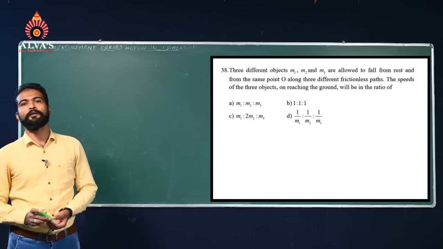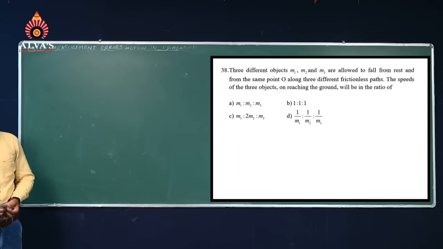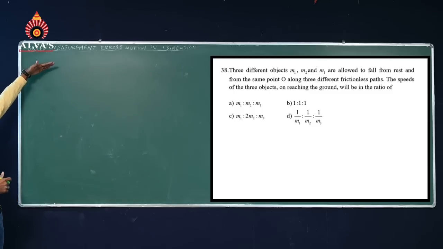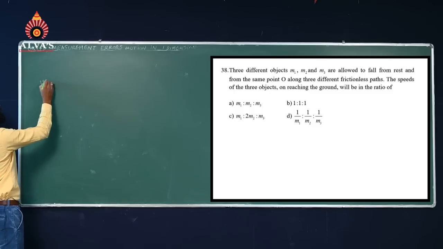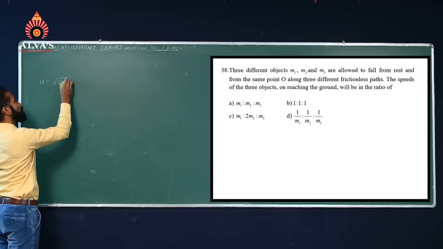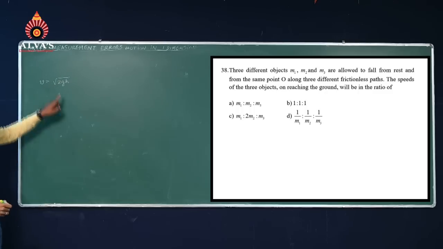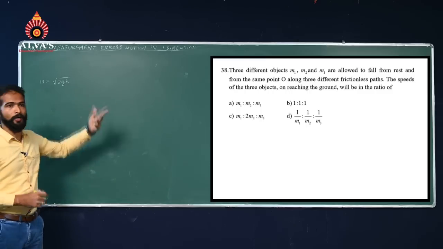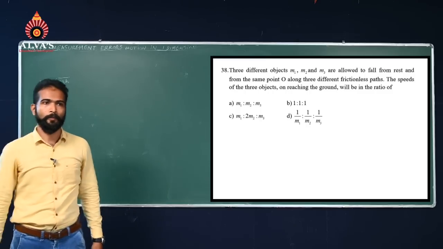It says that there is no friction and all are allowed to fall from the same height. So if there is no friction and all the objects are allowed to fall from the same height, then velocity on reaching the ground is nothing but root of 2gh, and it depends only on height, and height is same. So since there is no friction, the velocity upon reaching the ground will always be in the same ratio. So the answer will be option B.